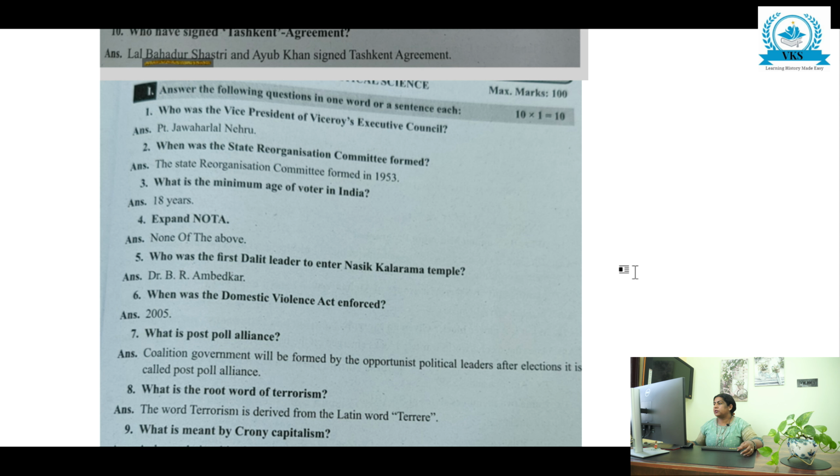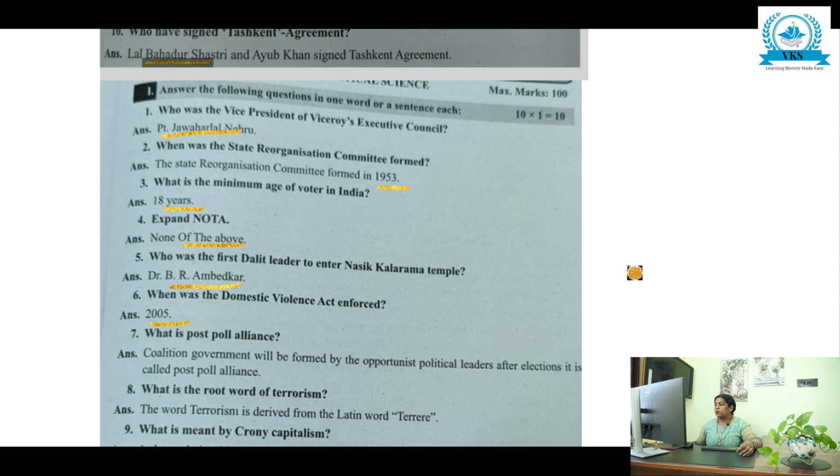Who was the Vice President of Viceroy's Executive Council? Pandit Jawaharlal Nehru. When was State Reorganization Committee formed? 1953. What is the minimum age of voter in India? 18 years. Expand NOTA, that is none of the above. Who was the first Dalit leader to enter Nasik Kalarama Temple? Dr. B.R. Ambedkar. When was Domestic Violence Act enforced?